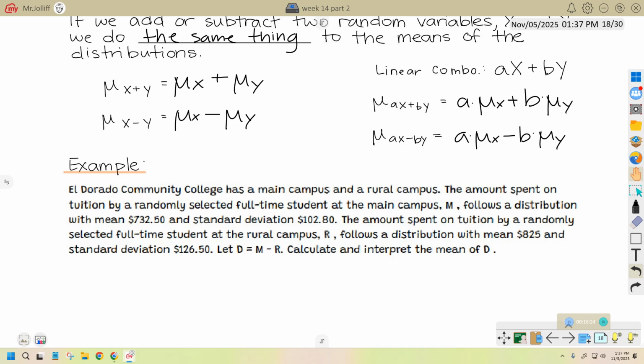Tuition. There we go. It's a difference in tuition between the main campus and the rural campus. And it specifically is main minus rural. So I'm looking at how much more or less the rural kids spend versus the main campus kids. Good. They ask us to calculate the mean.